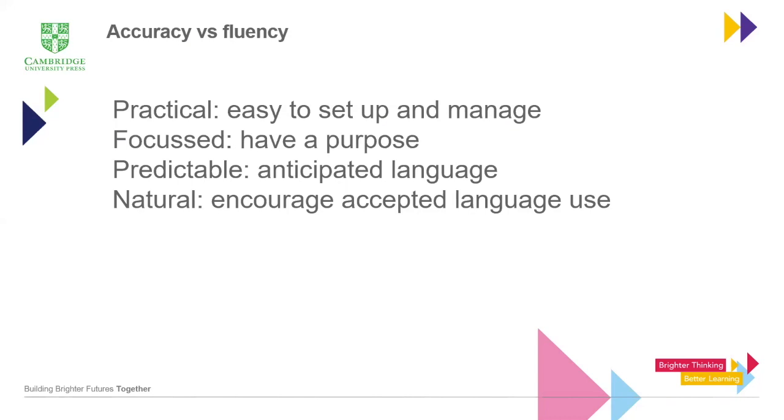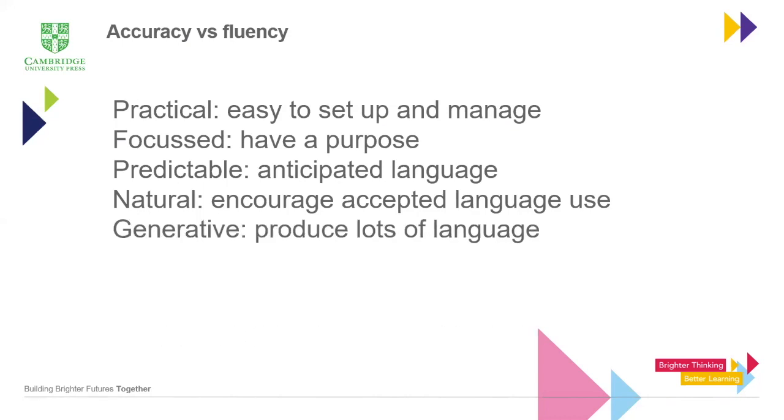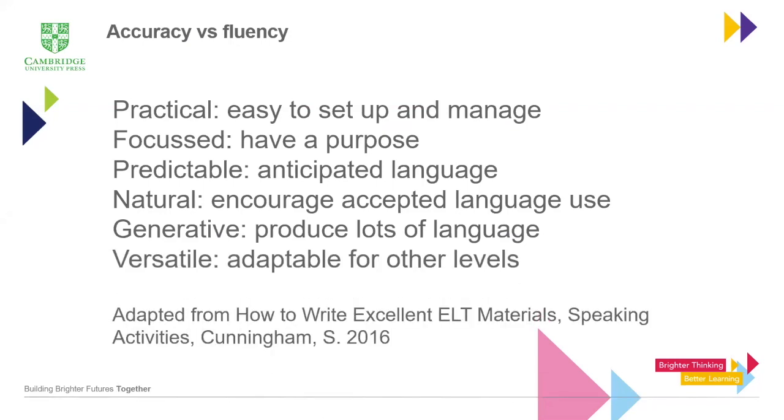But at the same time, of course, the fifth word, generative, we also want the activity to produce lots of other language. So the students are not just practicing the anticipated language, the target language, if you like, the focused language, but to produce other language around the target language as well. And why not, for the sixth aspect, let's try and make the activity as versatile as possible, and therefore we can adapt it for other levels. Obviously, for other levels the anticipated language will be different, but for all the other aspects, it could very much be the same.